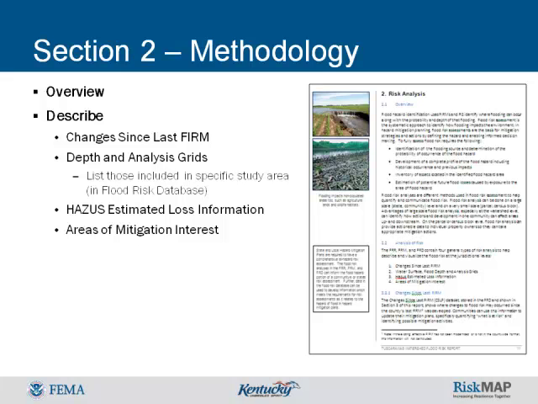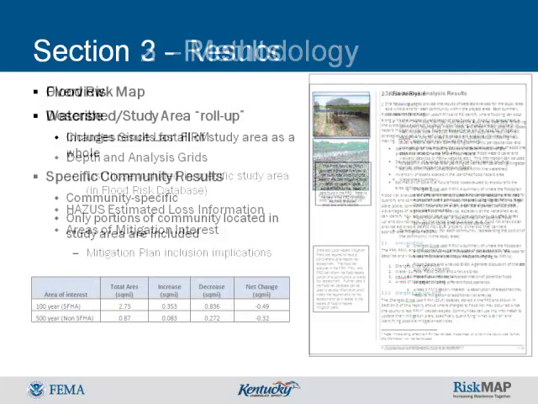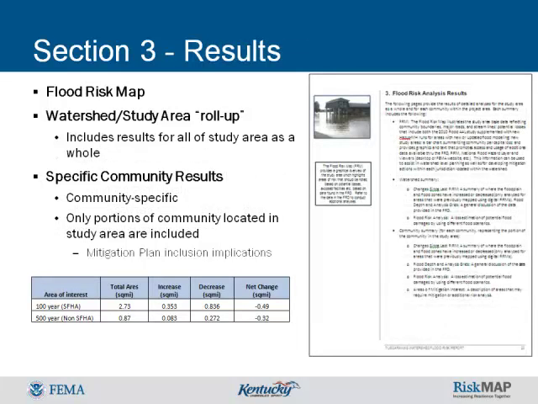The Flood Risk Report gives an overview of the flood risk datasets, risk assessment information, and areas of mitigation interest. Section 3 of the report contains a summary of the results from the watershed-based study and community-specific results. The flood risk map is located in this section and provides a visual representation of the factors in the watershed that may contribute to and/or reduce flooding risk. The flood risk map will be discussed in more detail later in this module.